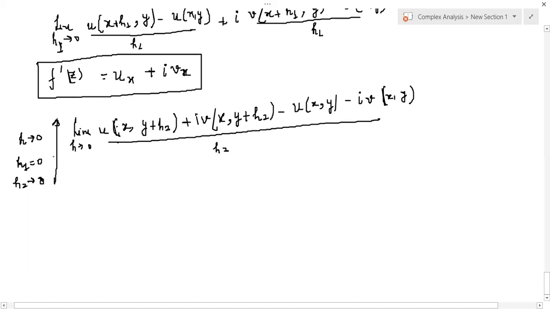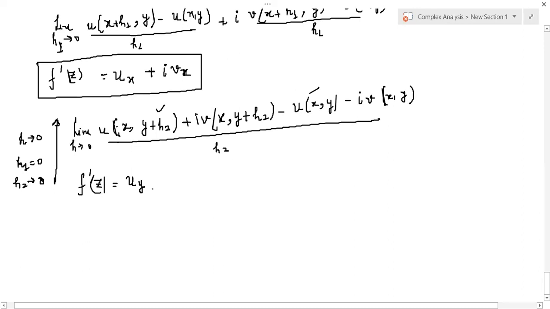This we'll get if we take this line of approach, that is along the y-axis, that is h1 equal to 0 and h2 tends to 0. So if I take this line of approach, then what I'll get? Then I'll say that if my function is differentiable, then this limit should exist uniquely, and this is equal to uy. Okay, use this and this.